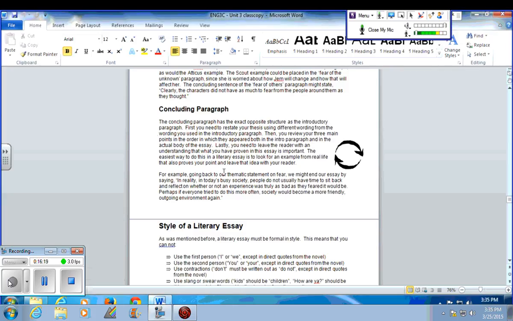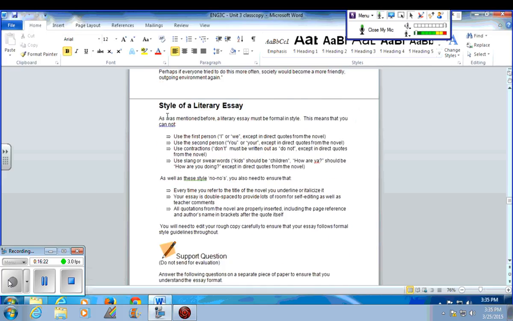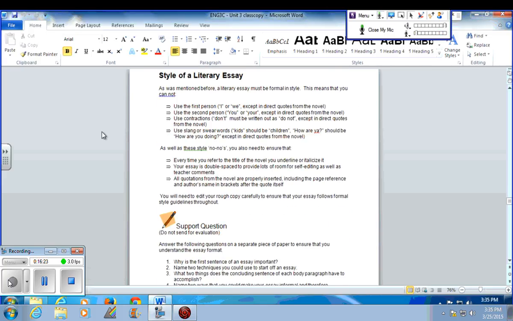Next, you have the style of a literary essay. As mentioned before, a literary essay must be formal in style. This means that you cannot use the first person, using I or we, except if you're using a direct quote from the novel.